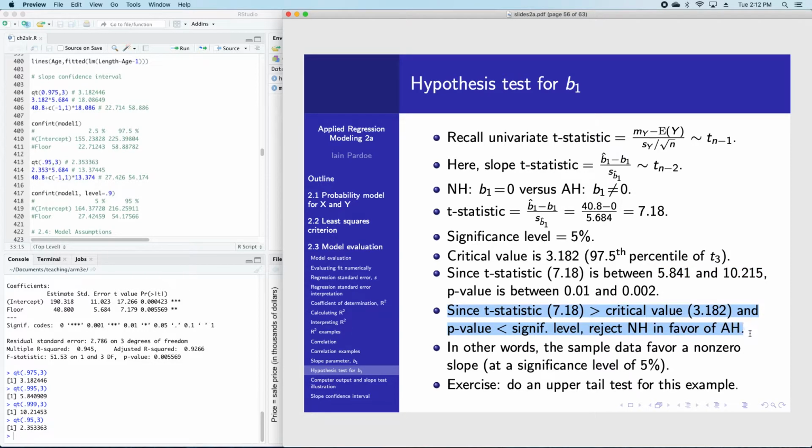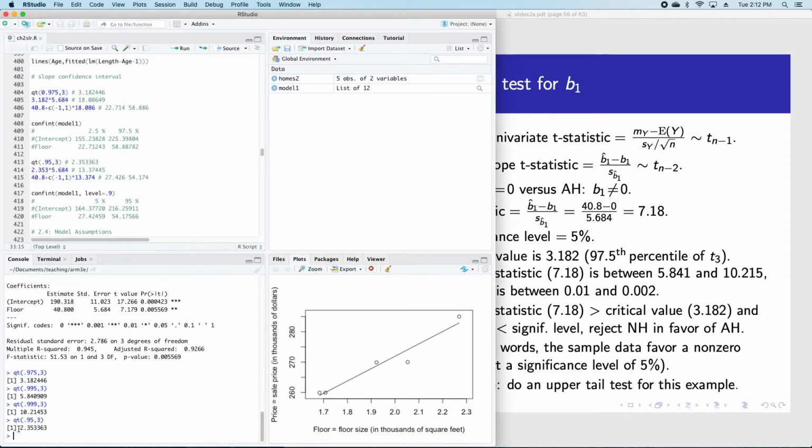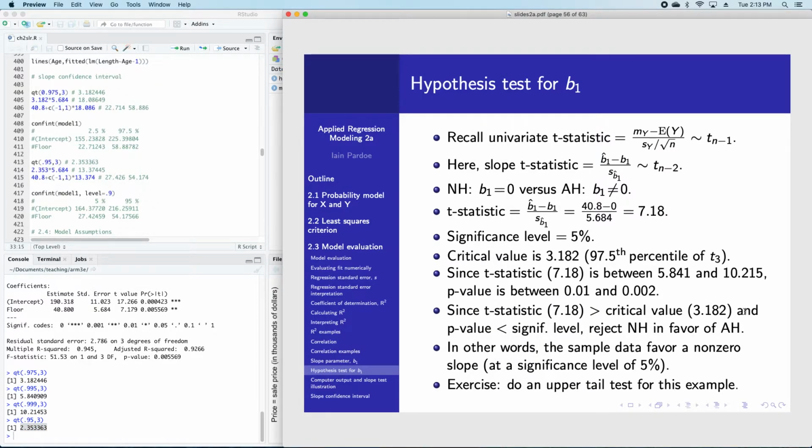My decision is going to be, since the test statistic is above the critical value of 2.353, I reject the null in favor of the alternative, or equivalently, because the p-value is less than the significance level, I've bounded it between 0.005 and 0.001, so it's certainly less than 0.05. So now my conclusion is that the sample data favor a positive slope at a significance level of 5%, because my alternative hypothesis now, because I'm doing an upper tail test, is that B1 is greater than 0.